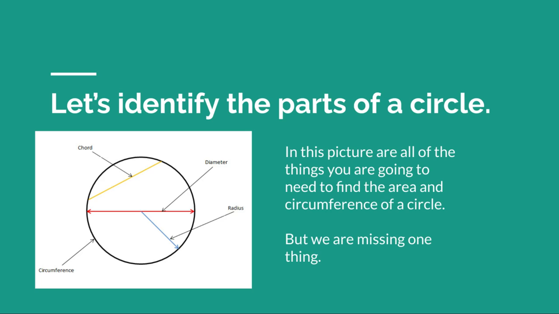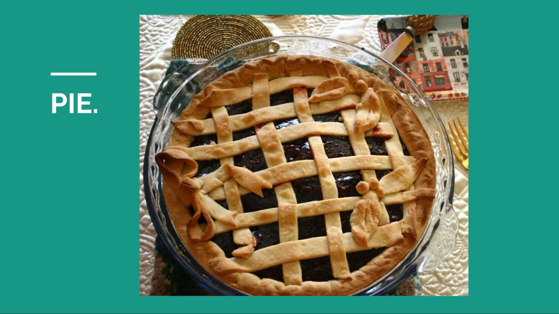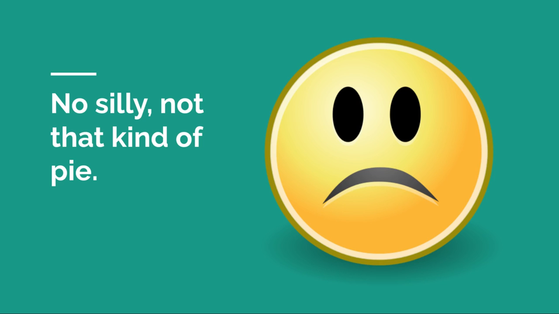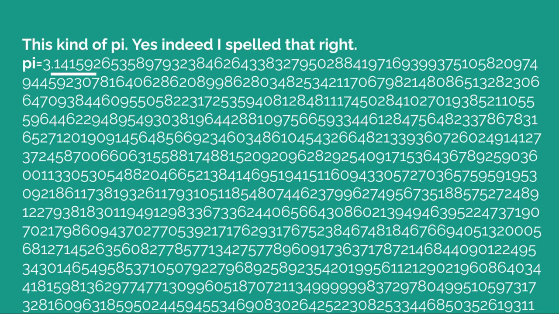I said all of these things you were going to need to find the area and circumference, but we're missing one very important thing. Pi! No, silly, not that kind of pi. This kind of pi. Yes, indeed, I spelled that right. Pi. Pi is equal to 3.14159265385897932384626. Okay, I'm not going to read all of that.